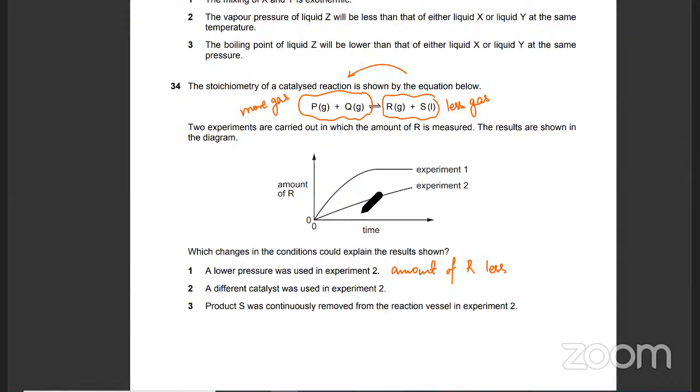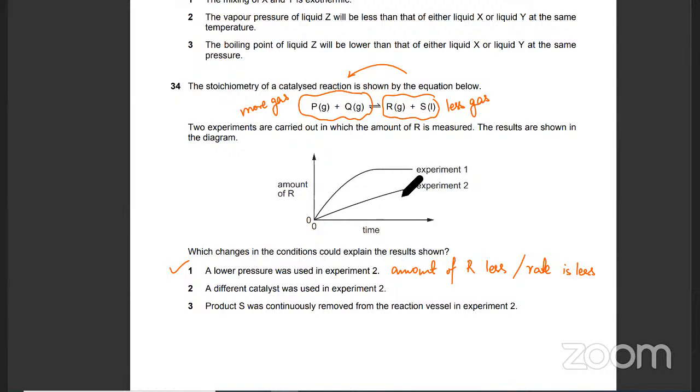But by looking at the graph, you would notice that it's a slower reaction. It's taking a longer time. So when you have a lower pressure, the rate would be less. Is that clear? So option 1 is correct. We can't really comment on equilibrium because the equilibrium hasn't been reached at the moment. Is that part clear?